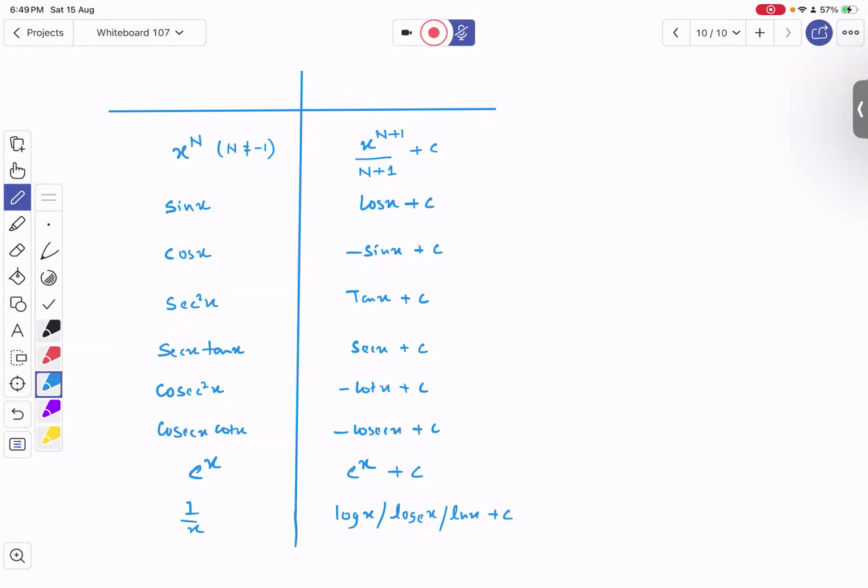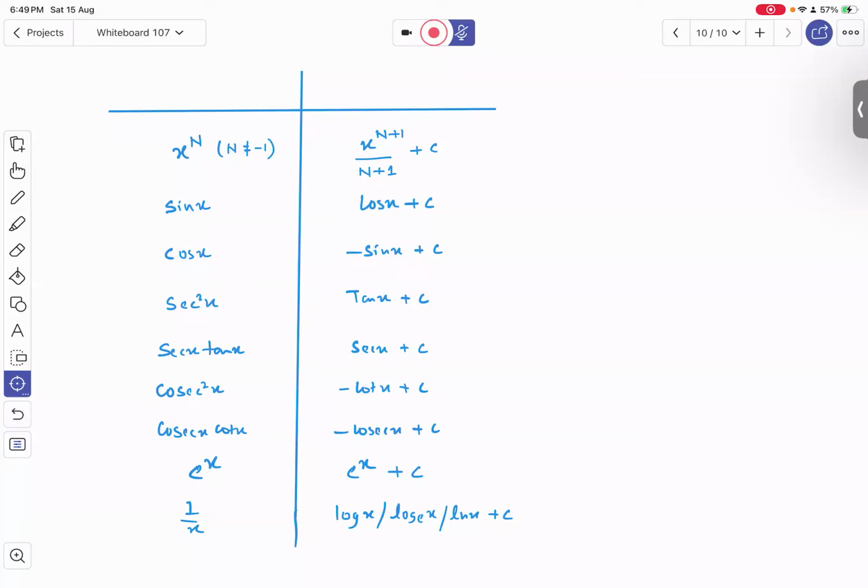So how to prove this? Nothing to do. Cos x differentiation is what? Minus sin x. So minus sin x integration is cos x. As simple as that. Sin x differentiation, if you do, you will find it is cos x. So cos x integration is sin x. X power n plus 1 by n plus 1 differentiation will be x power n. So x power n integration is that.